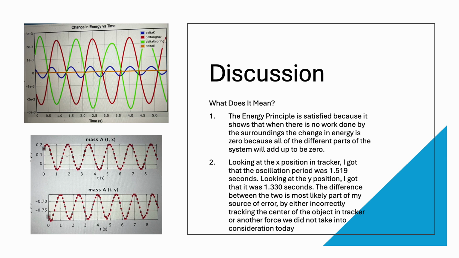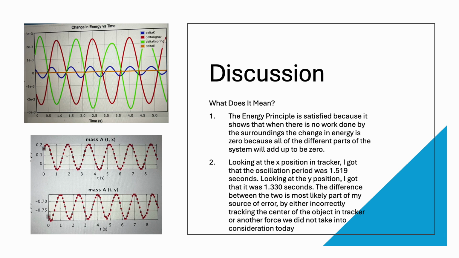So here for the discussion, the "what does it mean" questions. The first one was: for your model system, is the energy principle satisfied? And you can see from the top left that the energy principle is satisfied because it shows that when there's no work done by the surroundings, the change in energy is 0, because all the different parts of the system will add up to be 0. And you can see the delta K, delta U grav, and delta U spring, they all cancel out to be 0.